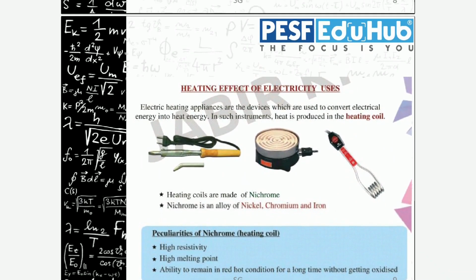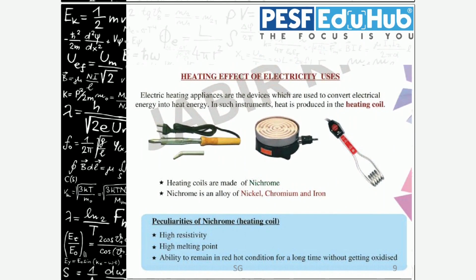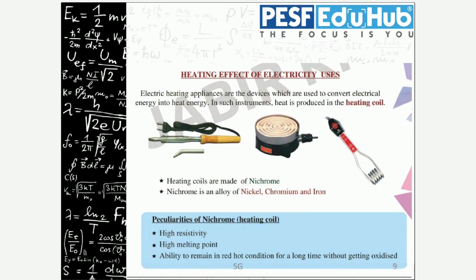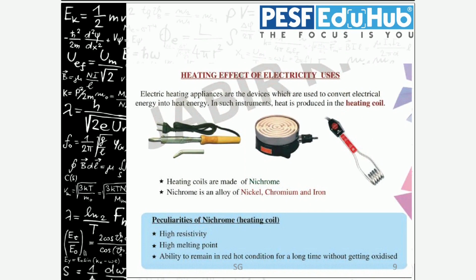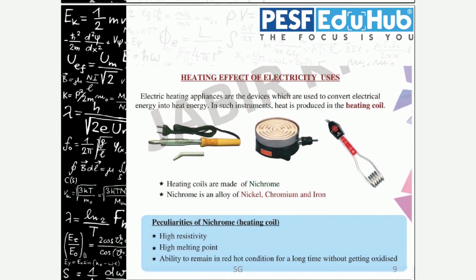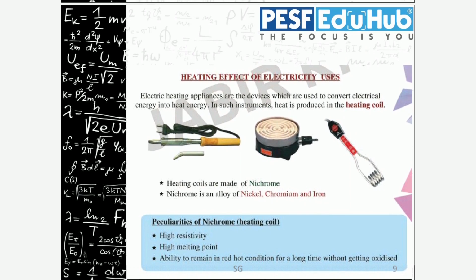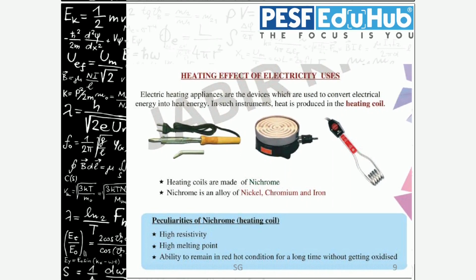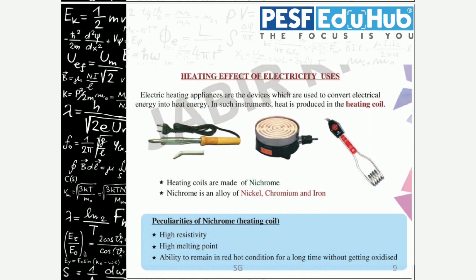The next topic, the heating effect of electricity is used. Some electrical equipment is used for the heating effect. First one is an iron box, soldering iron, electrical heater, induction cooker, devices like these. The electrical heating appliances are the devices which are used to convert electrical energy into heat. In such instruments, the heat is produced in the heating coil. Here the heating coil is made up of nichrome. It's a very important term.